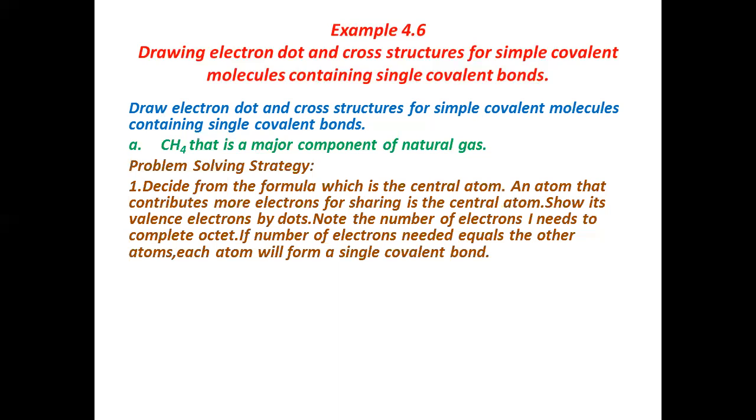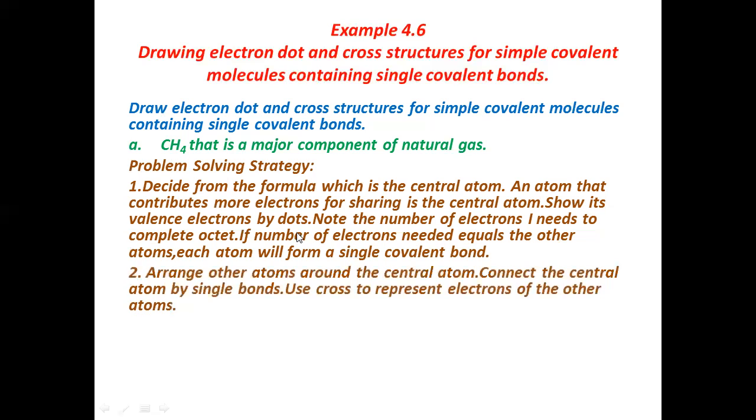Show its valence electrons by dots. Note the number of electrons one needs to complete octet. If number of electrons needed equals the other atoms, each atom will form a single covalent bond. In this case, you can see that carbon has 4 electrons in the outermost shell, and it needs 4 more electrons to complete its octet. But hydrogen has only 1 electron, and it needs 1 electron to complete its duplet.